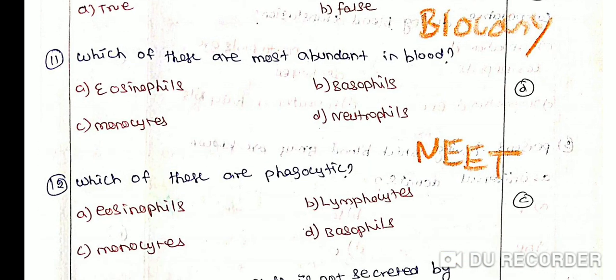Which of these is most abundant in blood? Option A eosinophil, option B basophils, option C monocytes, option D neutrophils. The correct answer is option D, neutrophils. Out of all the different types of leukocytes present in blood, neutrophils are the most abundant. They constitute 60 to 65% of the total number of white blood cells. They are phagocytic cells.